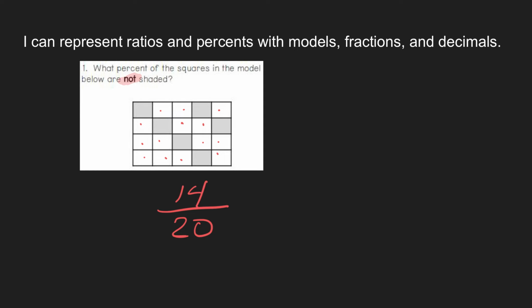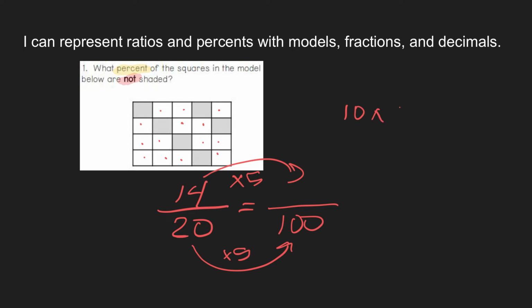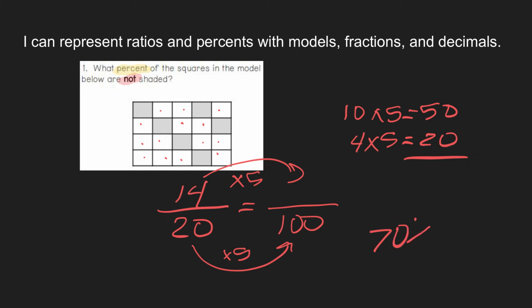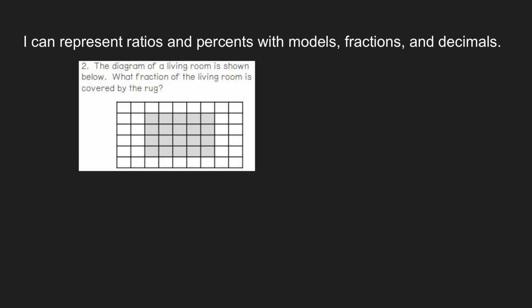And then we're looking for percent, right? Because it says right here what percent. So since percent is out of 100, and this works perfect, right? This isn't too hard to figure out. Times 5, times 5. And then I usually break it up. 10 times 5 equals 50. And 4 times 5 equals 20. And then I add those together. So I would say 70%. Hopefully I did that right. Double check me.